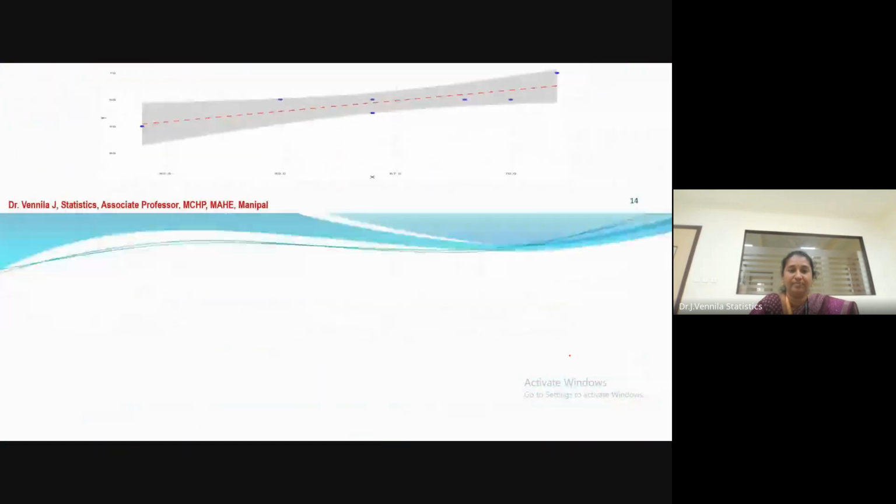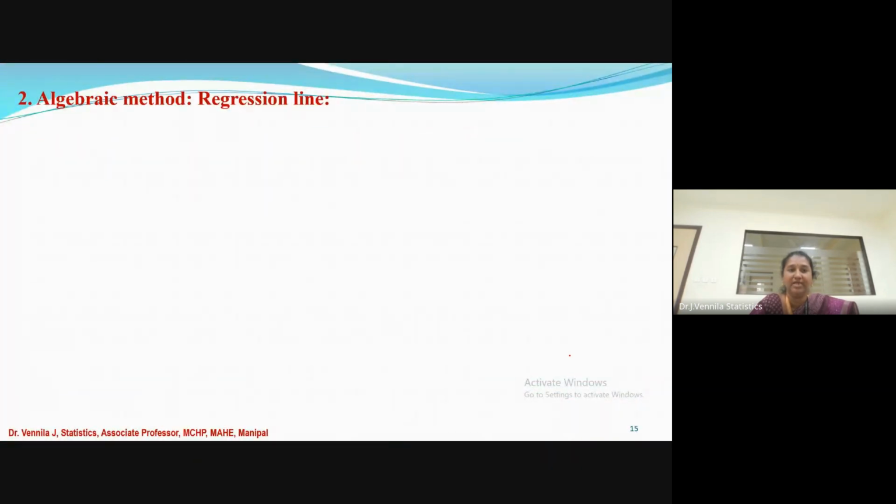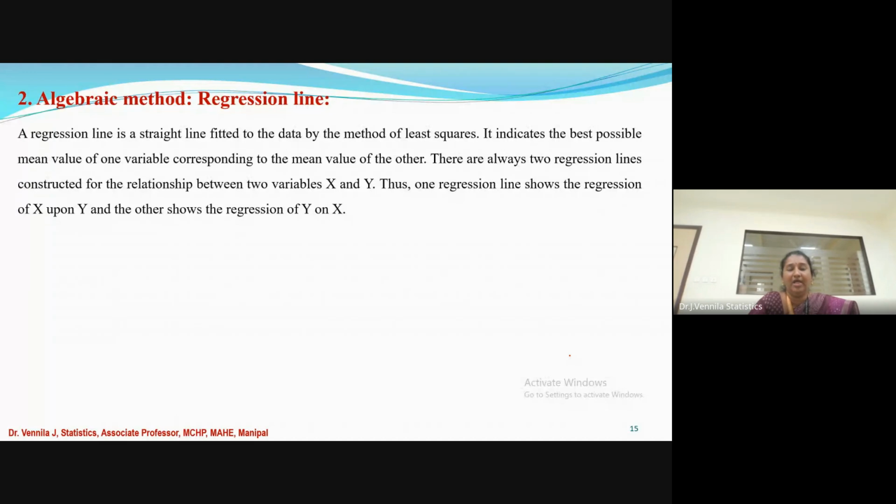And the second method is the algebraic method. The algebraic method means that with the help of a formula, we identify the relationship. The regression line has two lines. One is called the regression line x on y, and the other is y on x. So we have two regression lines.